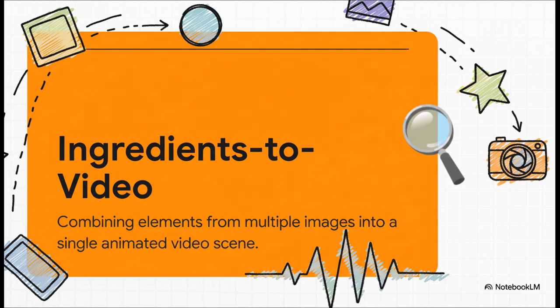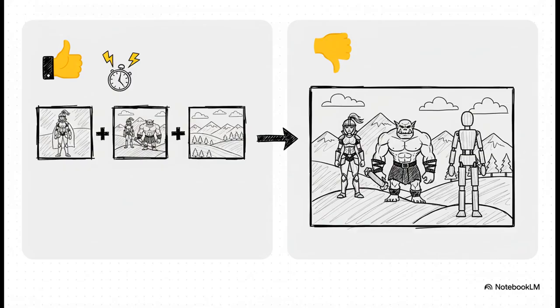I want you to think of this one like a recipe. You provide separate images for your ingredients, your main character, the villain, the background, and the AI combines them all into a single animated scene. This is a super, super fast way to build a scene. You can place a soldier and an orc into a duel on a specific mountain pass just like that. The trade-off for all that speed, however, is that the final animation can sometimes lack a bit of oomph. The action can feel a little slower, a little more stilted than what you'd get with a more hands-on method.